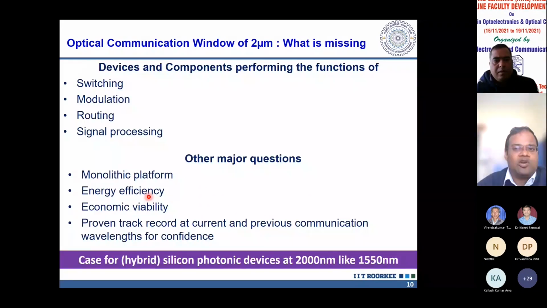We have all these things. But if we think deeply, what are the things that we need? We need switching, modulation, routing, and also signal processing. Having a fiber and an amplifier is good. We can have detectors also, but there is much more that we need.